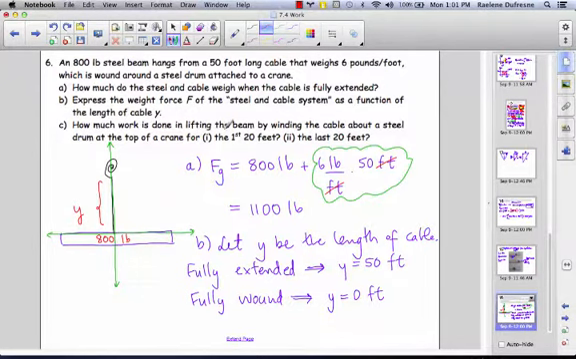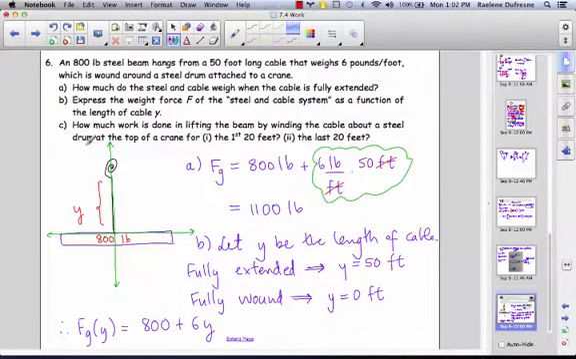So then to express the weight force F of the steel and cable system, we know that the 800 pounds is constant, and we are going to get 6 pounds per foot of cable that is exposed. And the number of feet of cable that is exposed is called y. So the weight as a function of y is 800 pounds plus 6 pounds per every foot of cable, which is y feet of cable that is exposed.